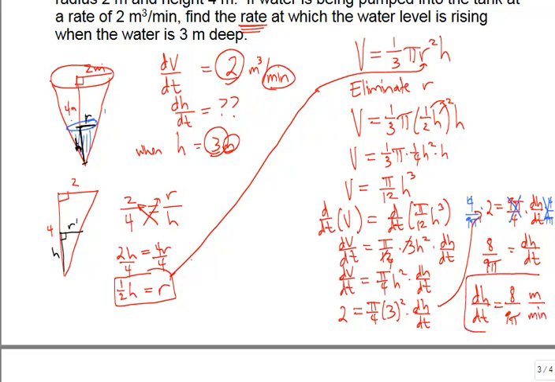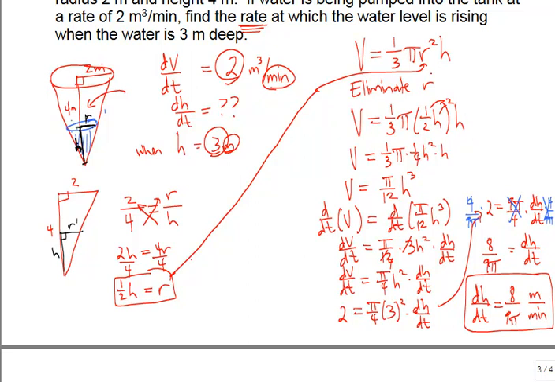So this is going to be 8 over 9 pi meters per minute, and it's positive, which it should be, because we're adding water into this tank, so it's going to continue to rise up and that height will continue to grow. So the cone problems are the toughest ones of all.